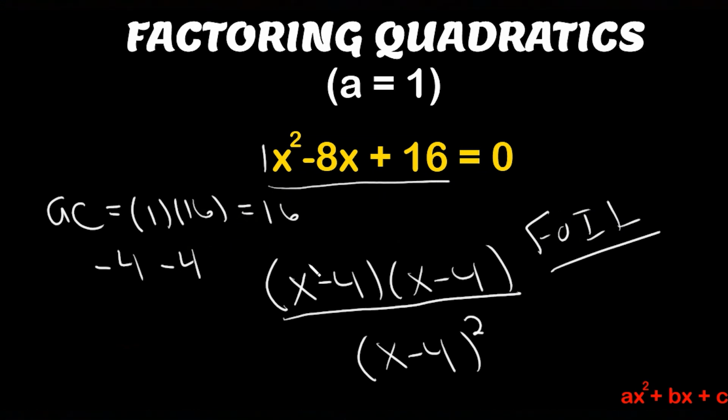So technically, you could check your work. You could do FOIL on this, x minus 4 times x minus 4, and it should equal x squared minus 8x plus 16. So there's one way you could check your work if you wanted to. All right, but these are the correct answers, and that's how you can write it. All right, let's go ahead and try some more examples.